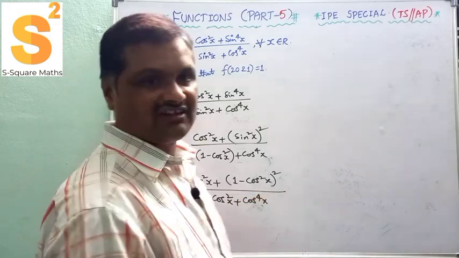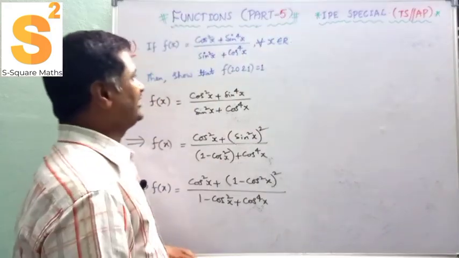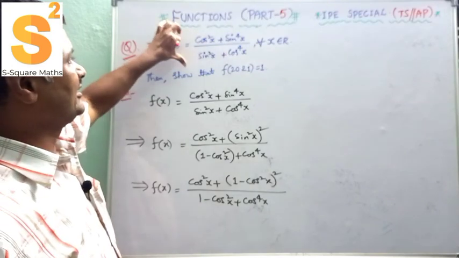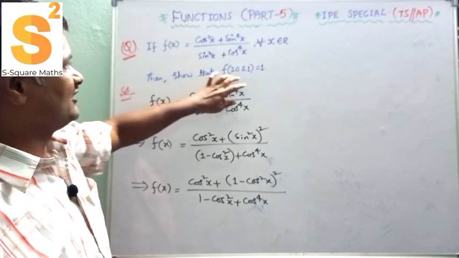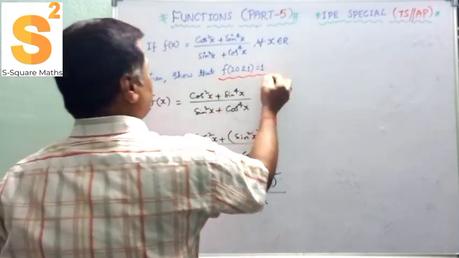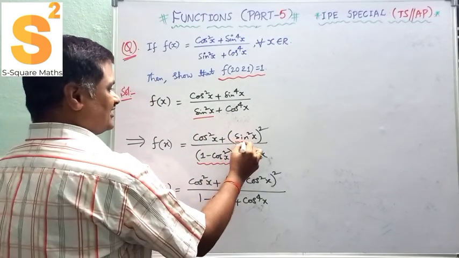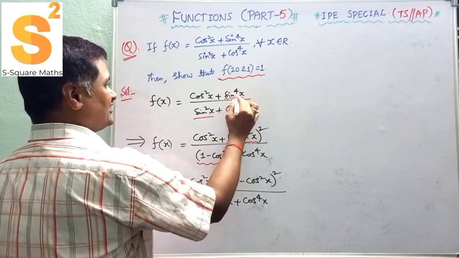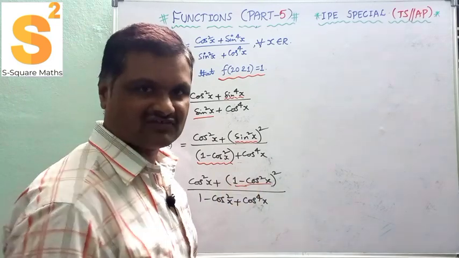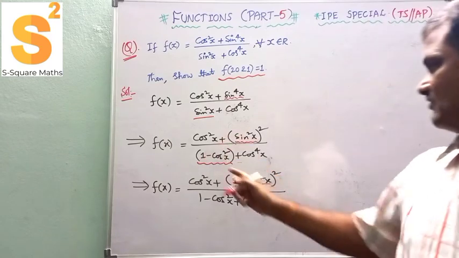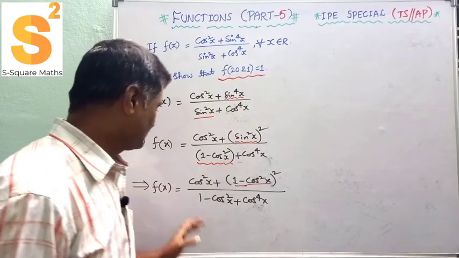So two main things we have done here. Once again, analyze our problem: it is functions along with trigonometry. f of x is defined in terms of trigonometric functions, and we have to show that f of 2021 is equal to 1. So I replaced sin square x with 1 minus cos square x, and sin power 4x with sin square x the whole square. We know that sin square theta plus cos square theta is 1, so sin square theta is equal to 1 minus cos square theta. These are the main things I have done. Now the leftover part, the continuation.